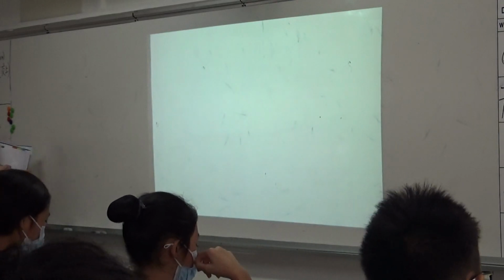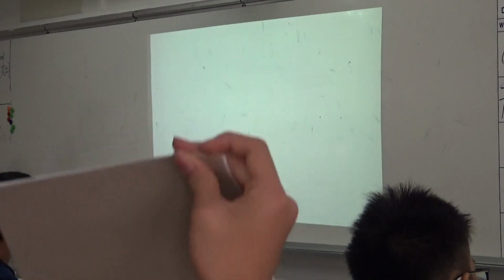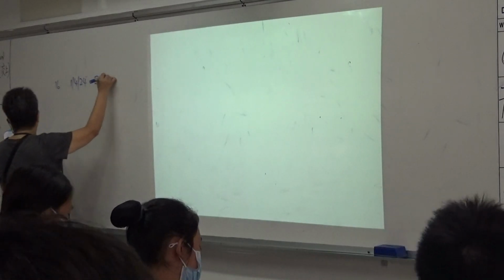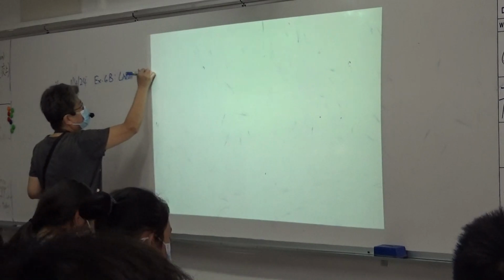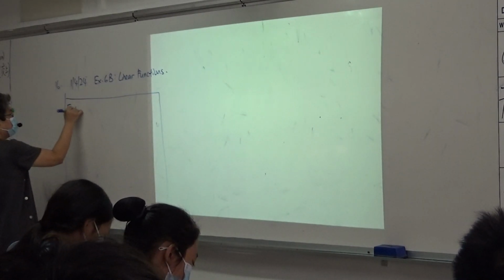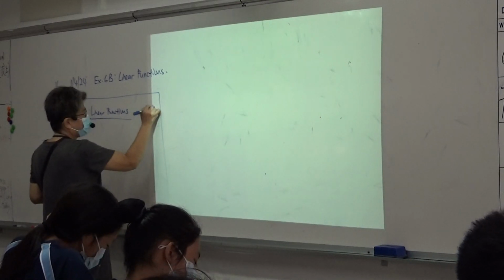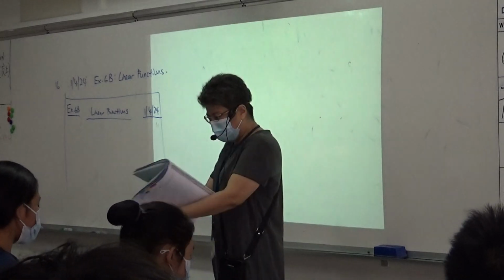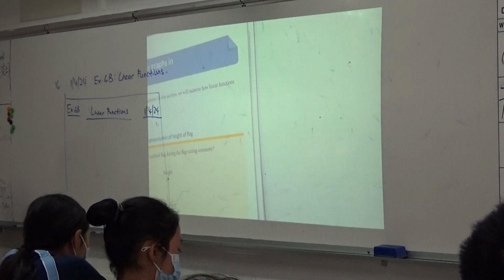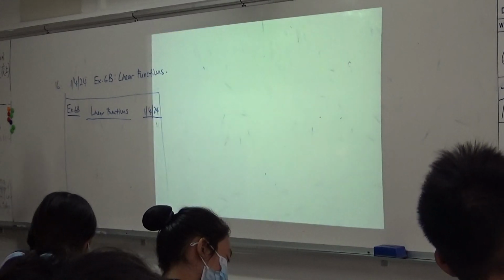Hold on first. What number is it on the content page of your file? Now I write 6K, Linear functions. This is our foolscap. All of you write down first.